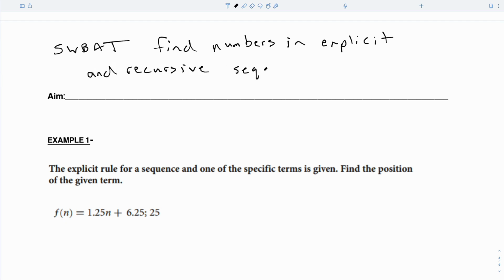We're going to add on just a little bit. We're going to look at some word problems and look at a different type of problem with the recursive and explicit sequence.